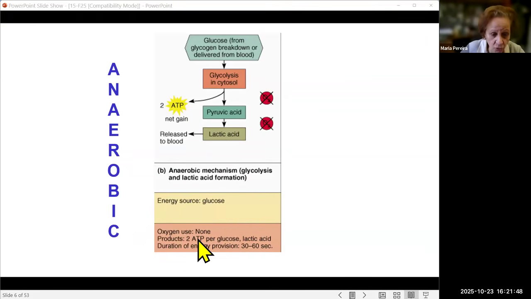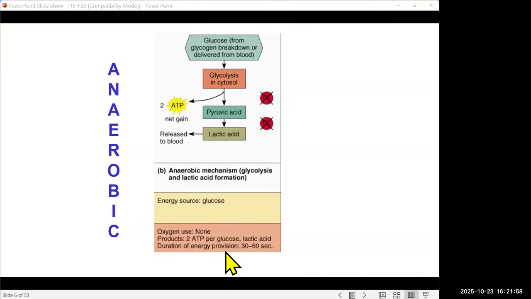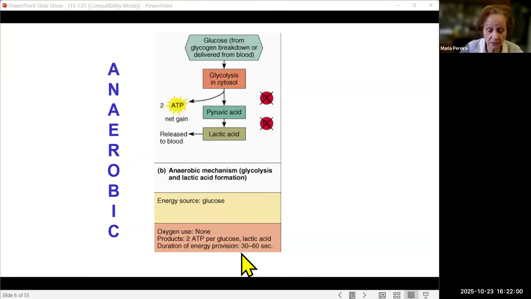So here you have 2 ATPs being produced from one molecule of glucose, and you have lactic acid, and the energy that is provided by this mechanism can allow the muscle fiber to be active for 30 to 60 seconds. Did I hear a question? Just to clarify, oh, wait a minute, let's see.